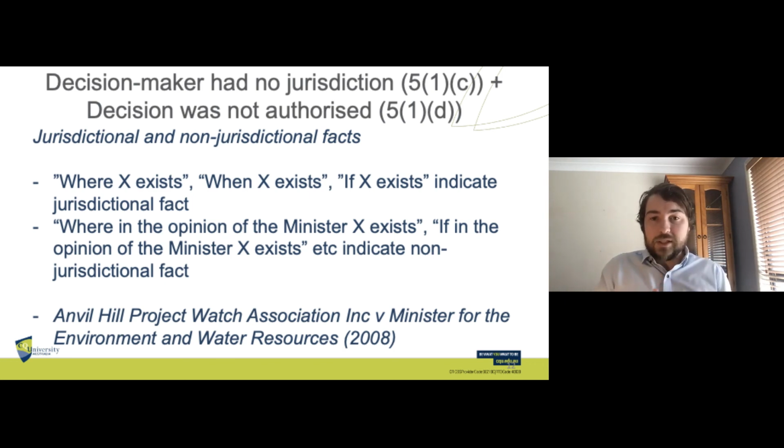If the legislation is worded in a way that it's a bit more subjective, if the decision maker is given the authority or the jurisdiction to decide whether X exists or not, that's going to be non-jurisdictional. We can't get judicial review of that decision because the decision is authorized by the minister making that determination, yes or no. So that's the distinction between those two, and that's one of those rare cases where judicial review might be available for an error of fact.